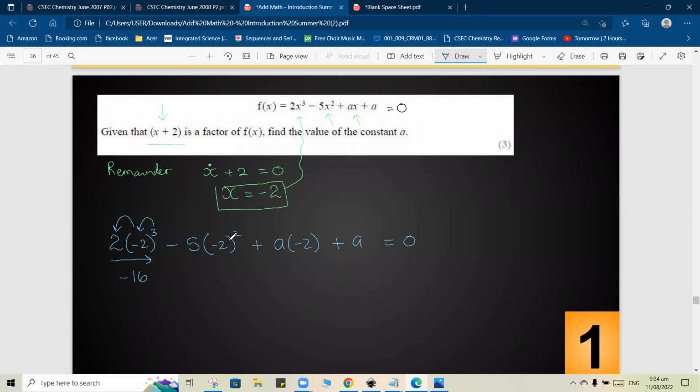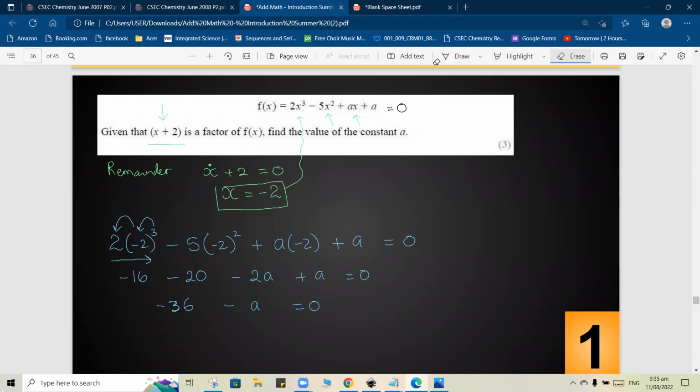-2 squared is +4. +4 by -5 is -20. Then -2a plus a. So if I do that, -16 -20, that's -36, and -2a plus a is minus 1a. I can put the 1 if I want to; you don't have to put the 1. It is equal to 0.